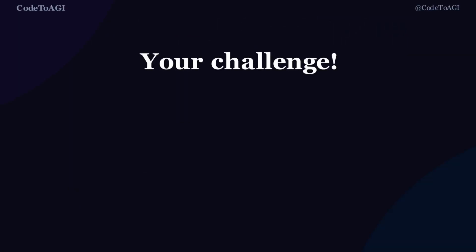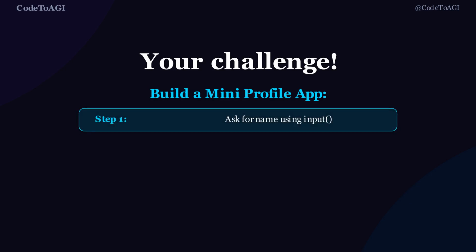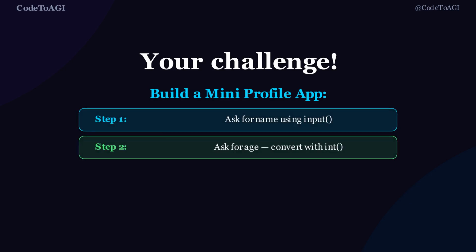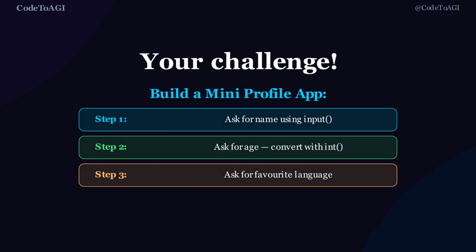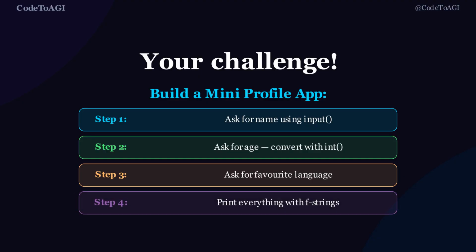Now it is your turn to build something. I want you to create a mini profile app with 4 steps. Step 1. Ask for the user's name with input. Step 2. Ask for their age and convert it with int. Step 3. Ask for their favorite programming language. Step 4. Print all 3 using f-strings in a nice format. Run it. Test it. Make sure it works.